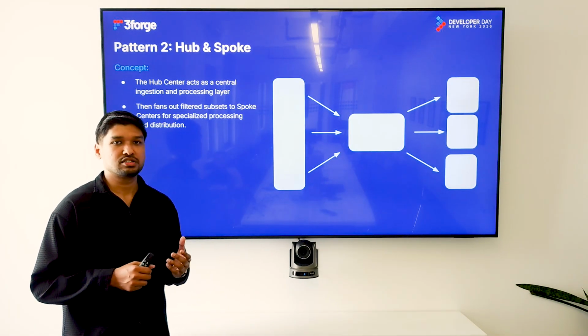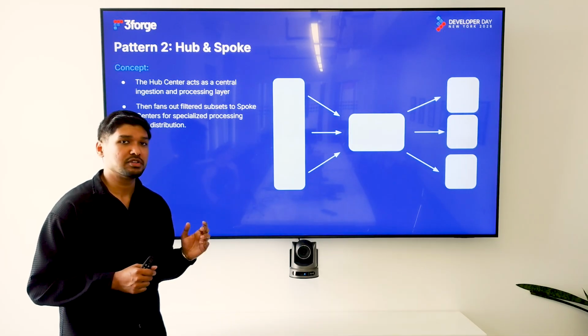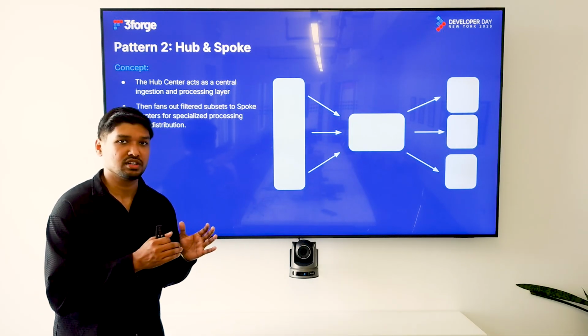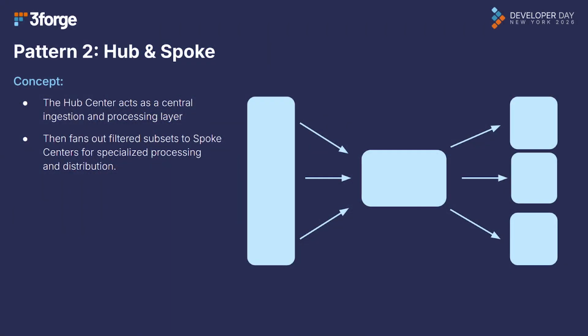If worker and distribution center is about separating processing from distribution, hub and spoke is about separating central ingestion from the data distribution. So here you have a hub center that acts as the central ingestion layer, and it basically takes in all of the data and sends out a filtered subset of the data to n number of spoke centers. So this is your hub center, and this is your spoke center.